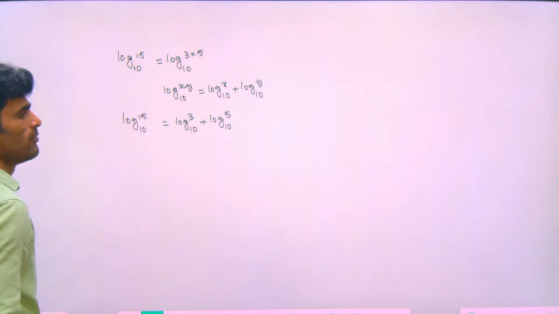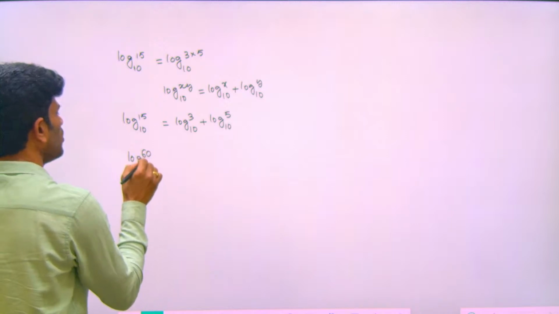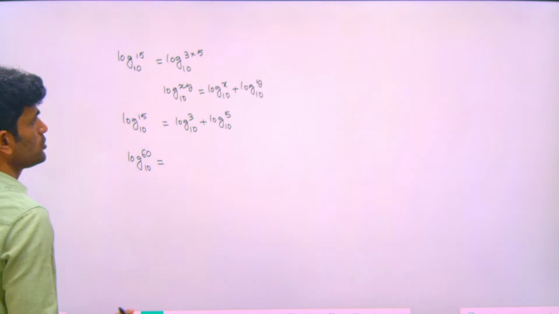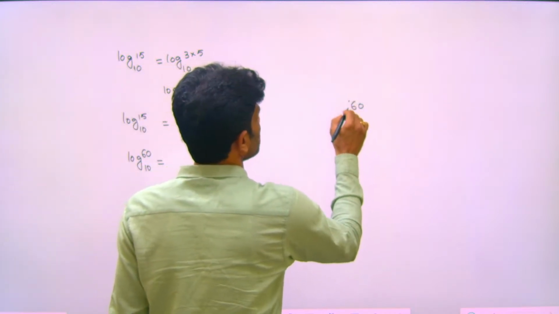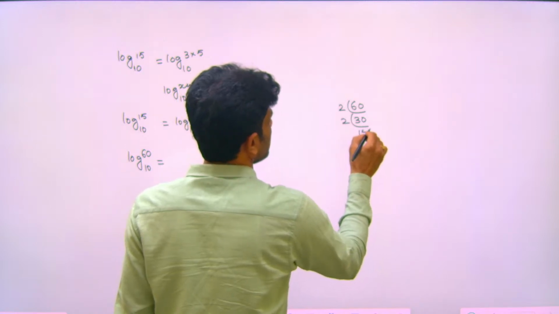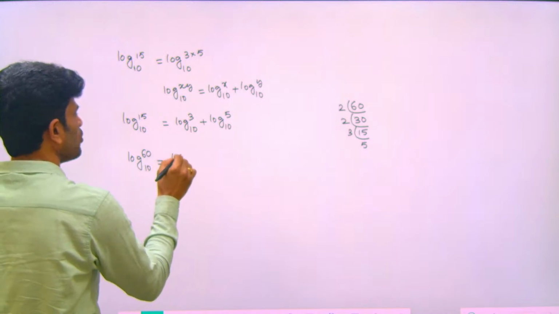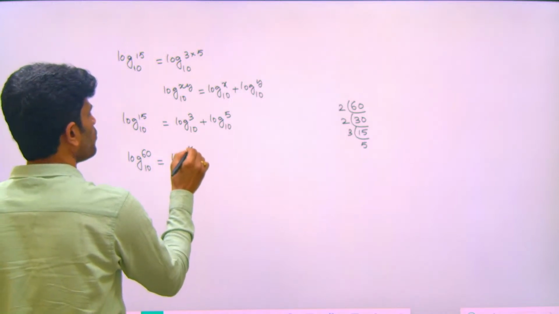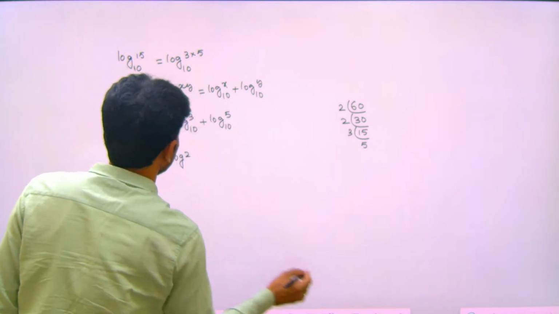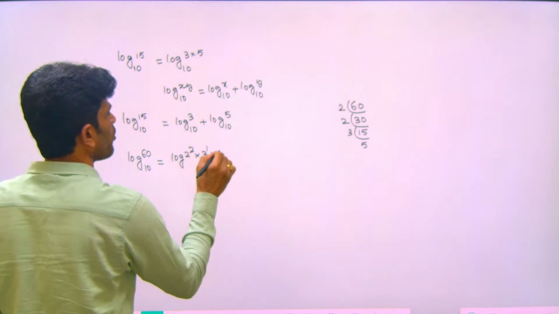Now similarly, suppose we have one more question: log 60 to the base 10. They are asking you to write it in expanded form. So what is the factorization of 60? 2 into 30, 2 into 15, 3, 5. So how can we write it? We can write it as log 2 to the power of 2 into 3 to the power of 1 into 5 to the power of 1.